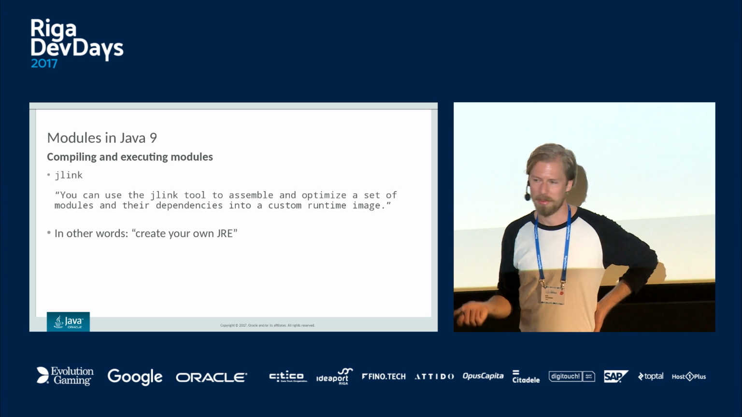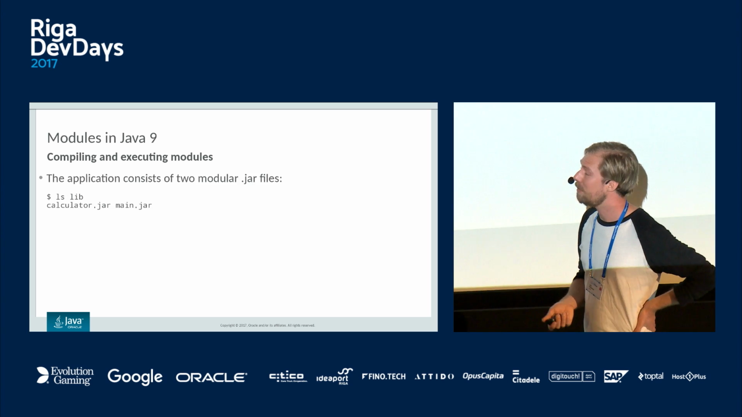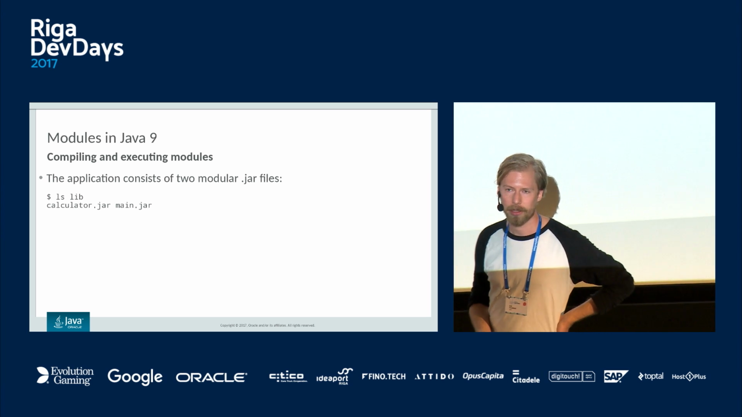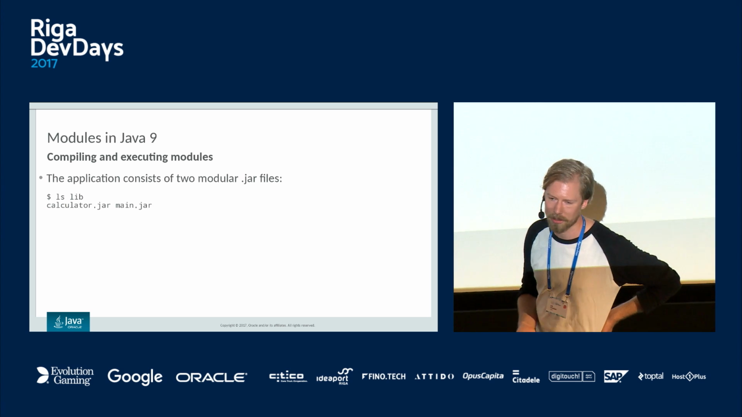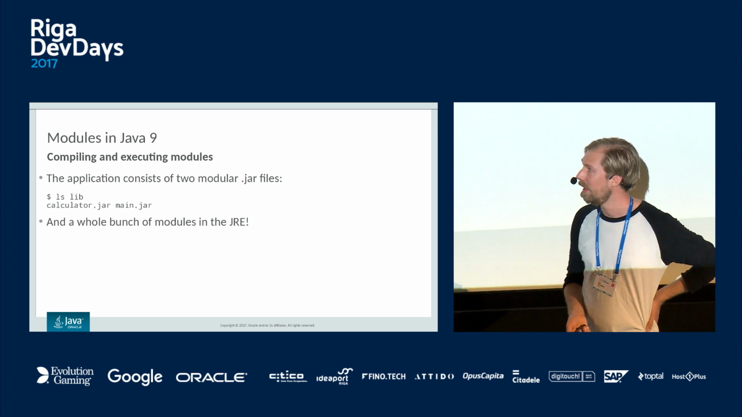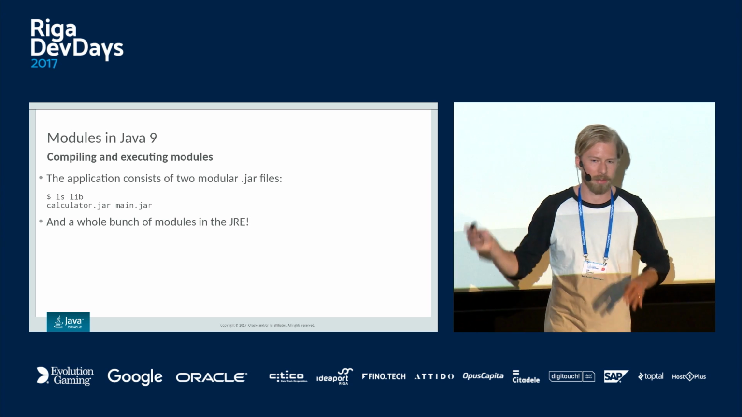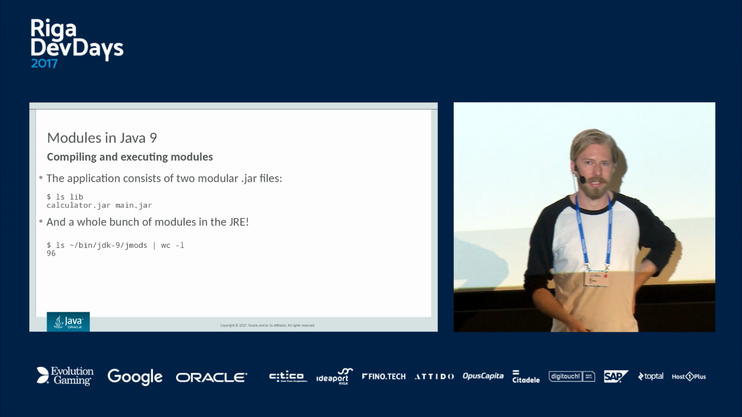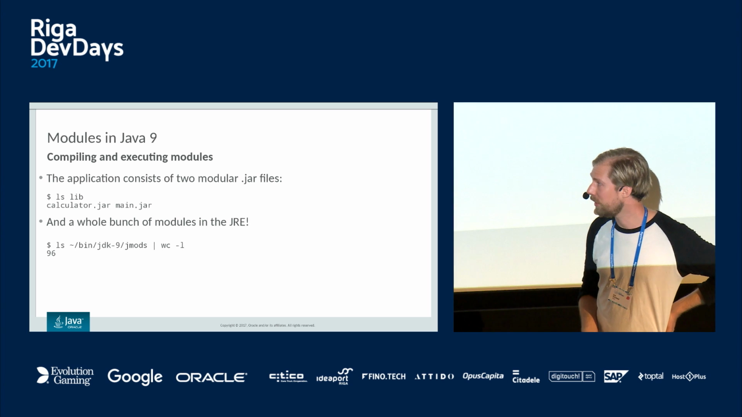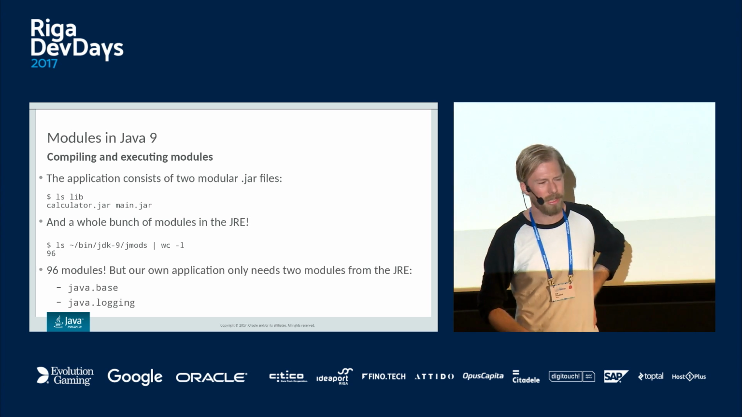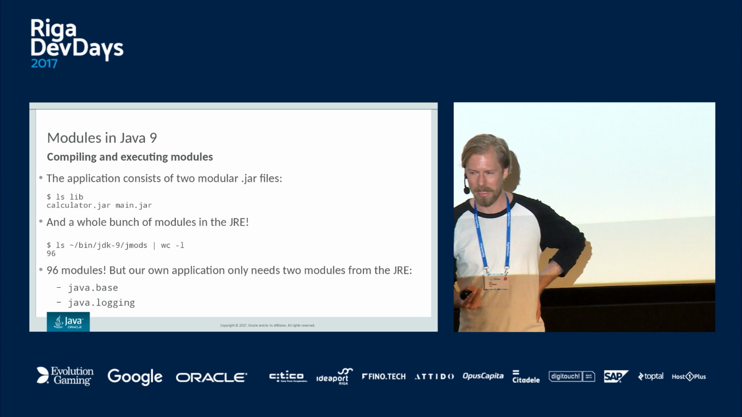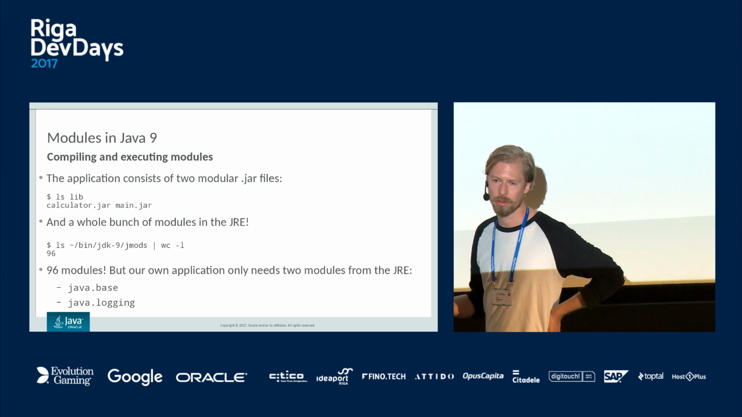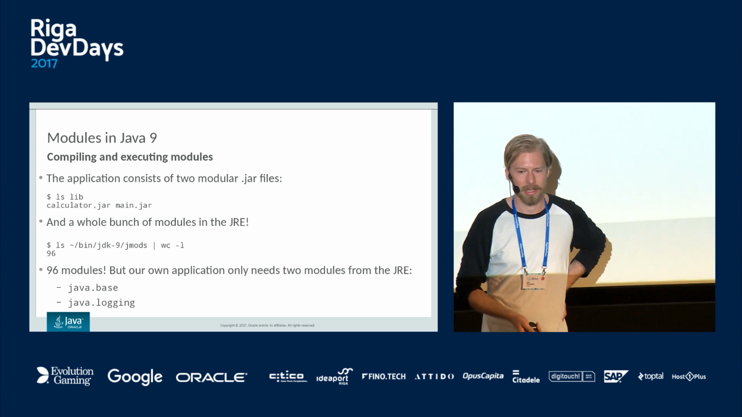So let's have a look. What does this mean? The application consisted of two modular jar files. We had calculator.jar and main.jar, each one containing our modules, com.acme.calculator and com.acme.main. But there's a whole bunch of modules, as we saw from that big graph, from the JRE itself. If you take a look inside the jmods directory, there are 96 modules in there. But we only needed two modules for our application. We only needed java.base and java.logging. Why do I have to keep dragging around 96 modules when all I need is two? That seems a bit inefficient.